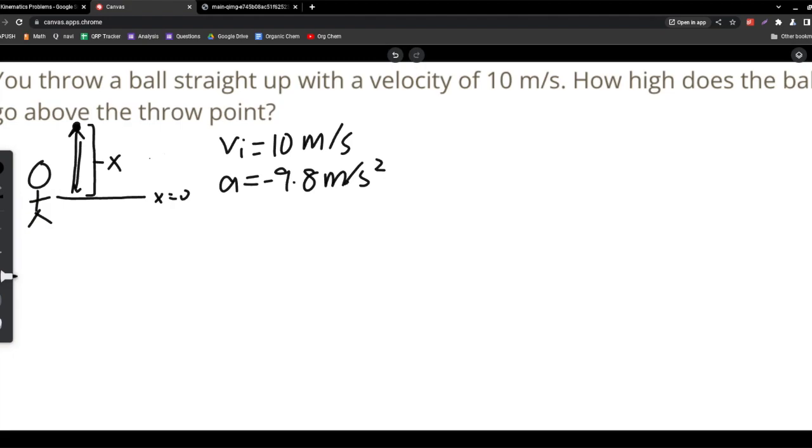Looking at this question, we don't have a time given to us, and we're not looking for time, so you can throw that out the window. For displacement, we are looking for displacement, so we could write x equals question mark. And for final velocity, we're going to have to imply it.